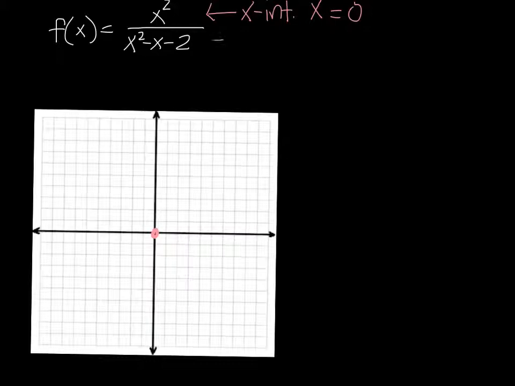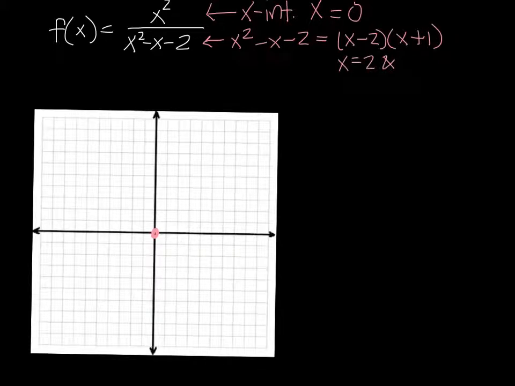Second step is to find those vertical asymptotes. Using the denominator, we need to figure out when this would be set equal to 0, what x would be. In order to do that, we need to factor it. This is going to factor into x minus 2 times x plus 1. So this means that x equals 2 and x is equal to negative 1 are the vertical asymptotes.